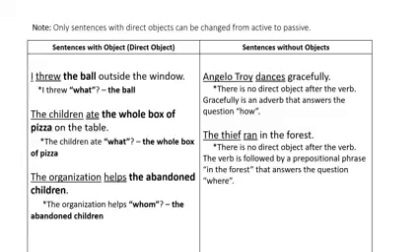Okay, try to compare it to the sentences in the second column. First sentence: Angela Troy dances gracefully. Okay, try to ask the question that you had in the first column.